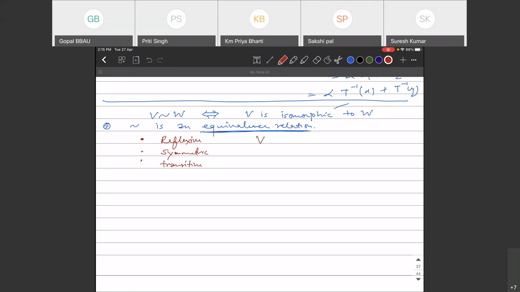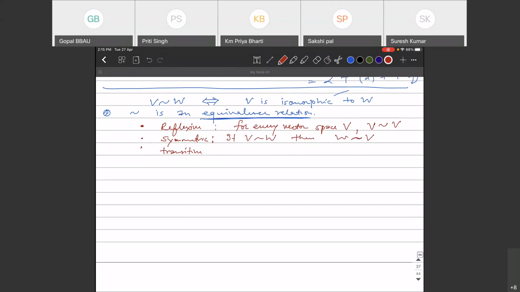Reflexive means for every vector space V, V is isomorphic to itself. Okay. What does symmetric mean? Given V is isomorphic to W, then W is isomorphic to V.